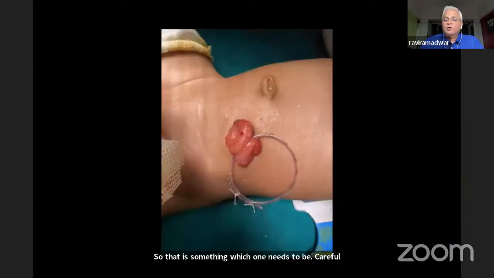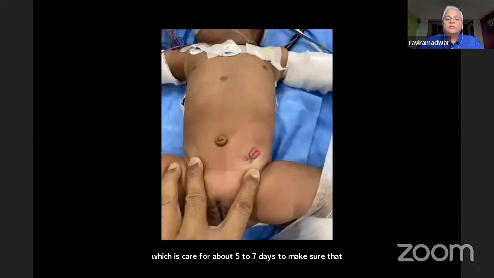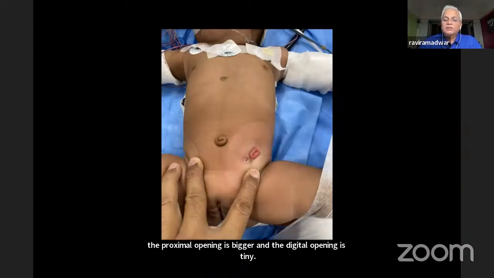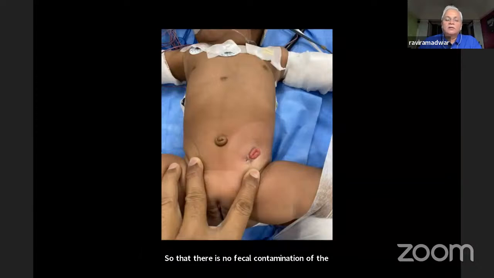Generally, this is the kind of colostomy that is done, and this kind of colostomy will have this ring which is kept for about 5 to 7 days to make sure that the colon gets properly adherent and does not retract. But the preferred colostomy is something like this, where the proximal opening is bigger and the distal opening is tiny, so that there is no fecal contamination of the distal part. You wash out the entire anorectal area at the time of colostomy and prevent contamination of the distal part.